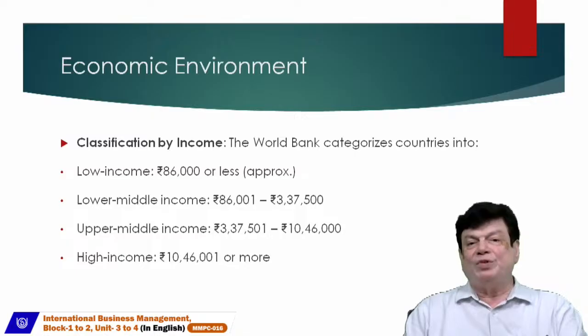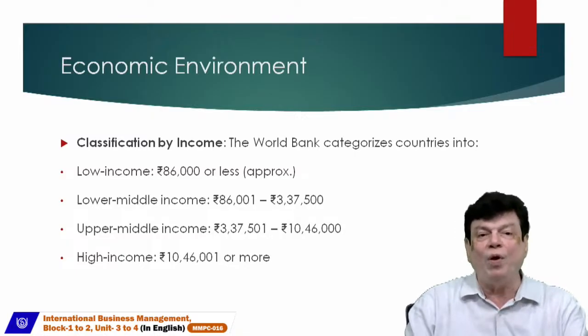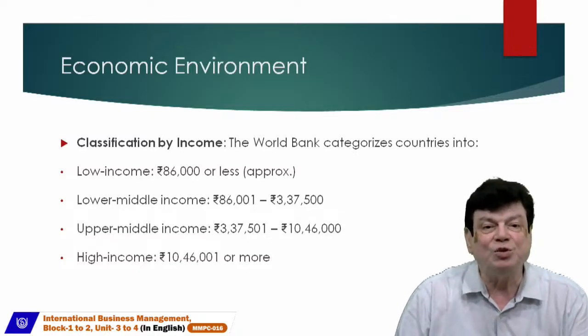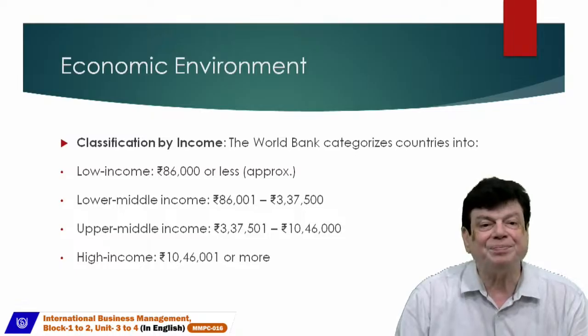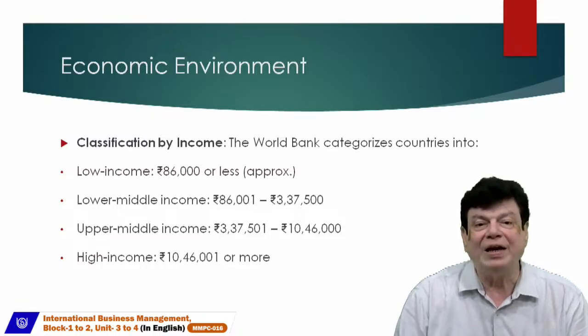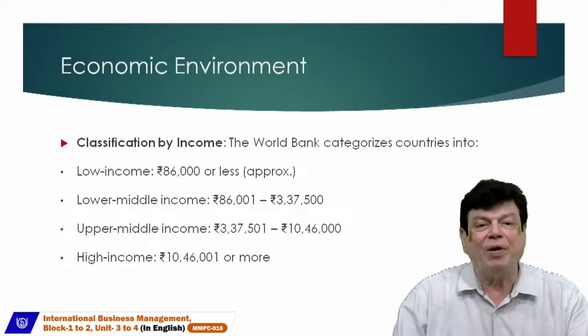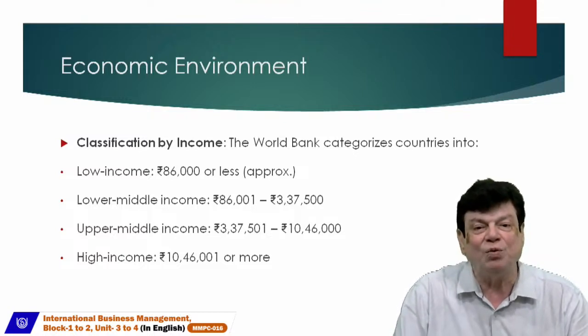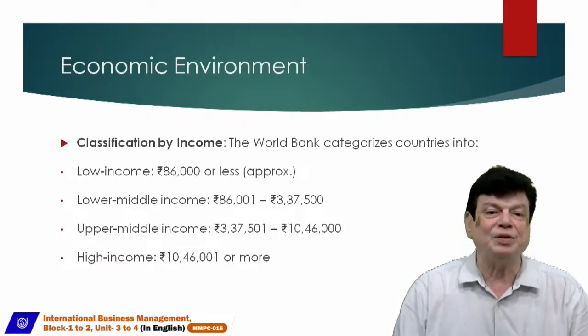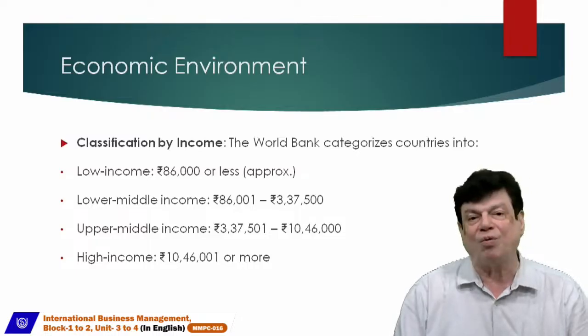Classification by income: the World Bank categorizes countries into low income, that is rupees 86,000 or less approximately, lower middle income, that is rupees 86,001 to 3,37,500, upper middle income, rupees 3,37,501 to rupees 10,46,000, and high income, rupees 10,46,000 or more.